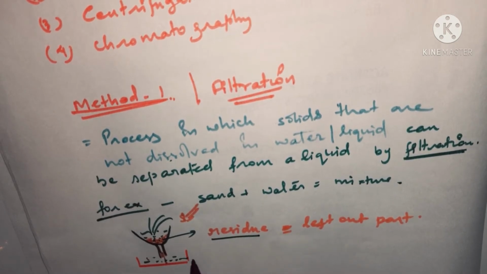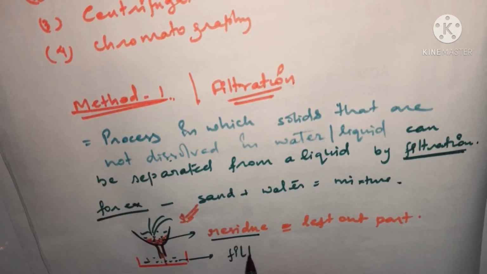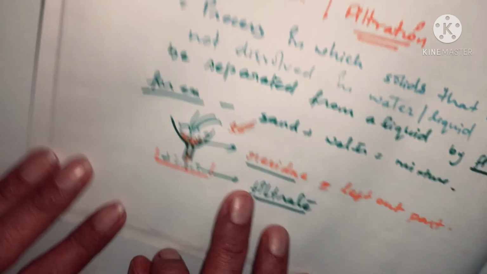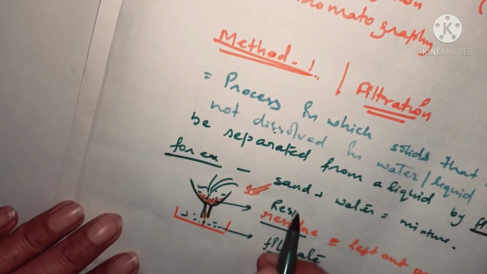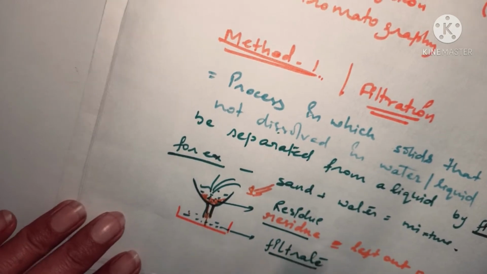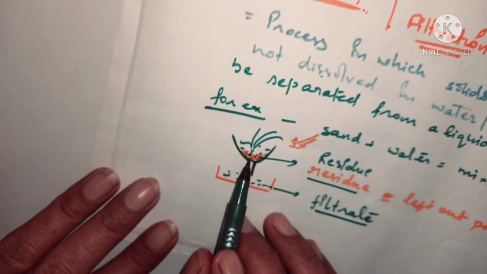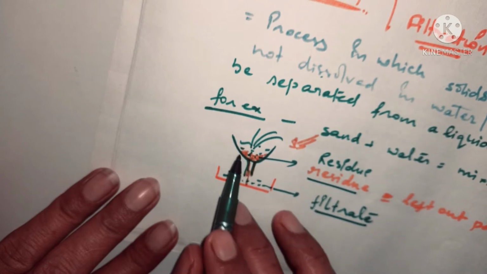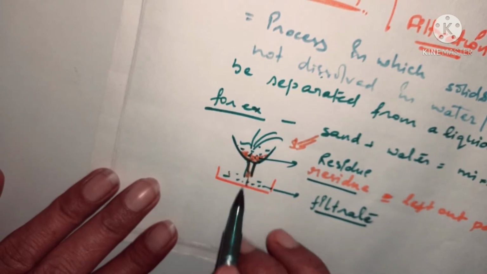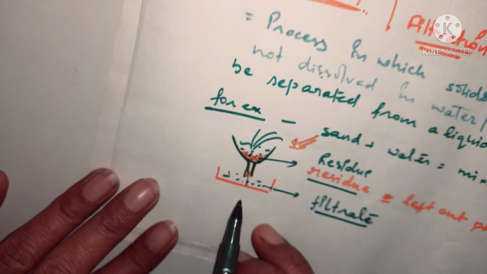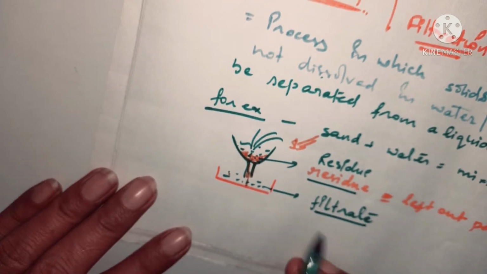And the liquid which is coming out of it is known as filtrate. What do we say? Filtrate. This is filtrate and this is residue. Understood? Is it clear to you? Let me write once more. Residue is left out in the funnel itself, and what is coming out of it? The liquid part is coming out, and that is known as the filtrate.